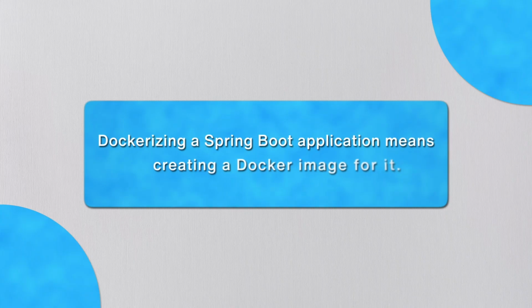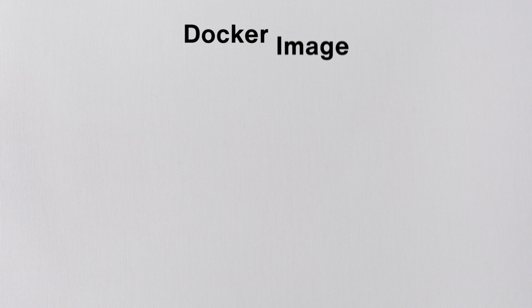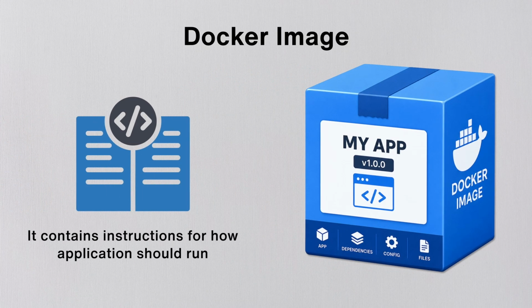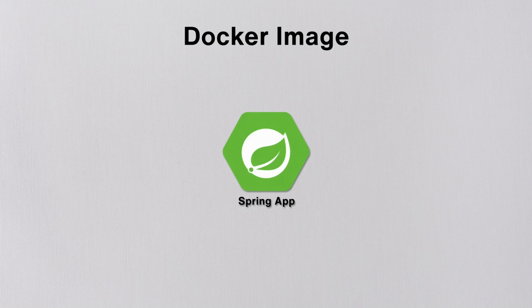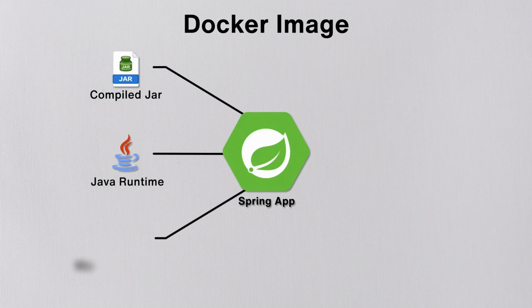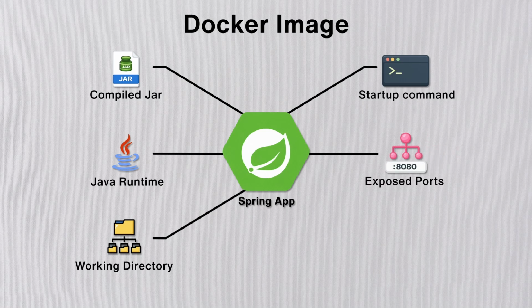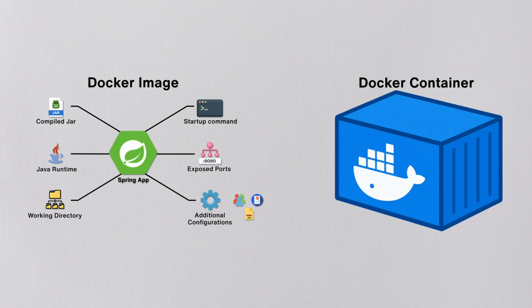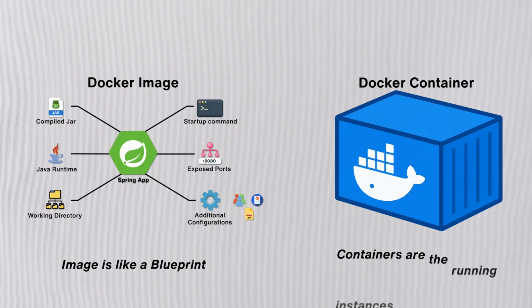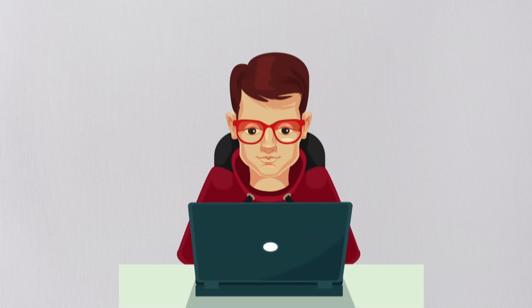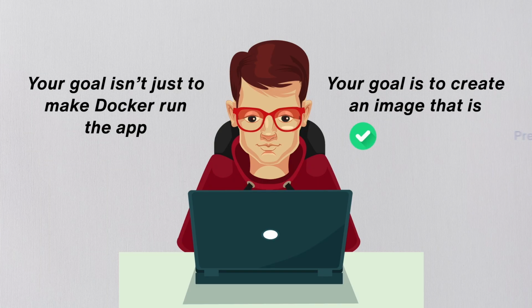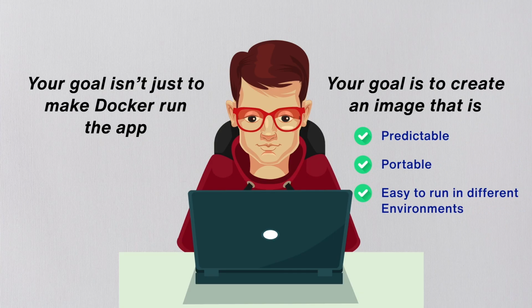Dockerizing a Spring Boot application means creating a Docker image for it. Think of a Docker image as a packaged version of your application. It contains instructions for how the application should run. For a Spring Boot app, that usually means the compiled jar, a Java runtime, a working directory, a startup command, exposed port, and sometimes additional configurations such as user permissions or environment variables. Once we have that image, we can run it as a container. The image is like a blueprint. The container is the running instance of that blueprint. So as a developer, your goal isn't just to make Docker run the app. Your goal is to create an image that is predictable, portable, and easy to run in different environments.